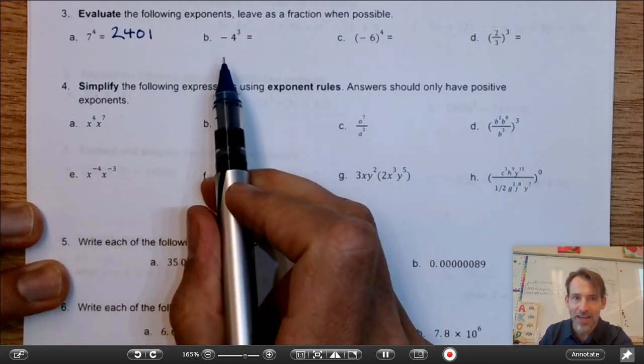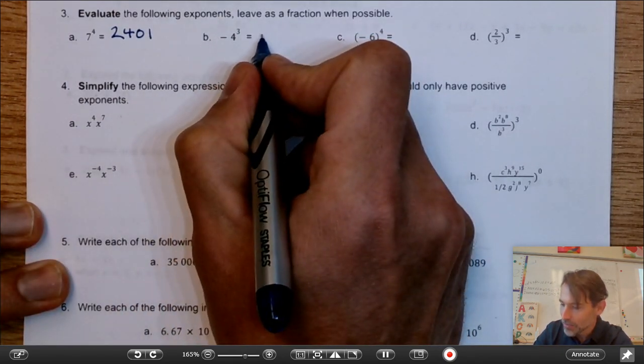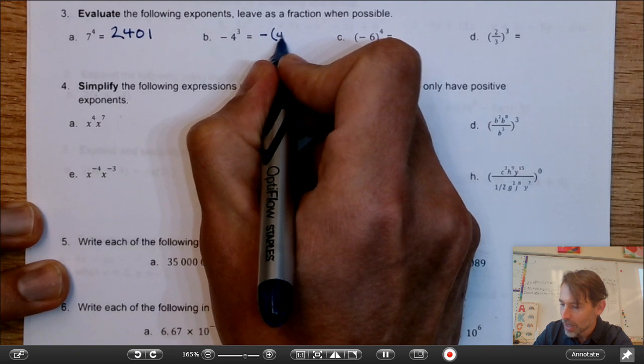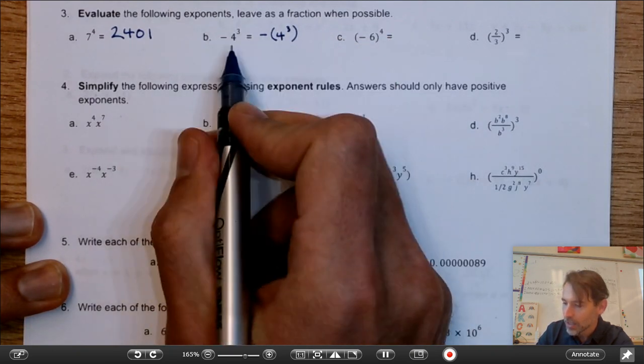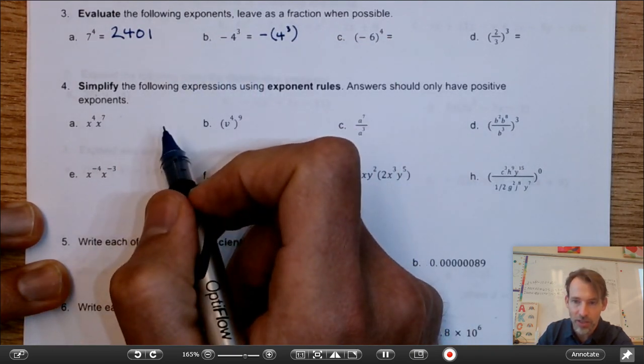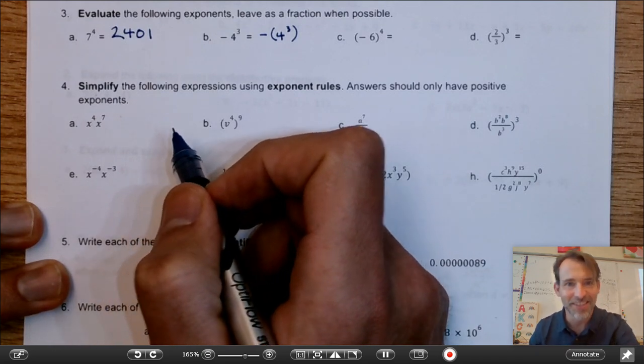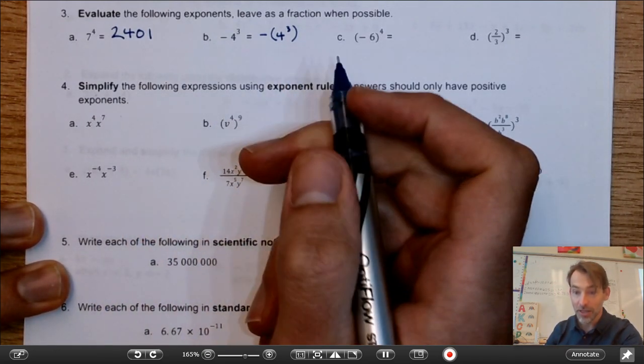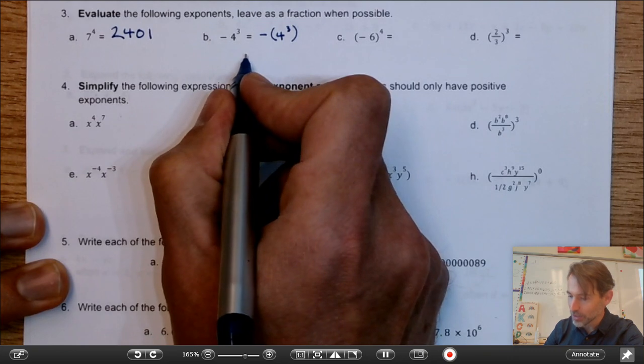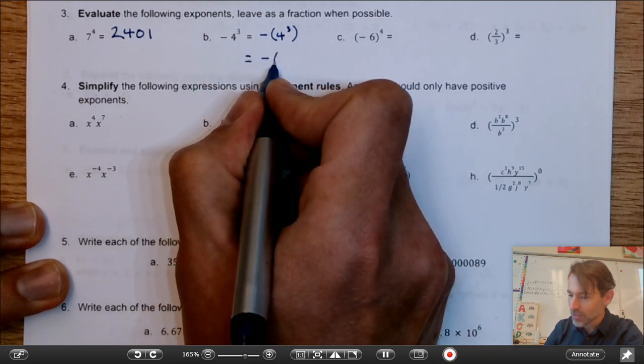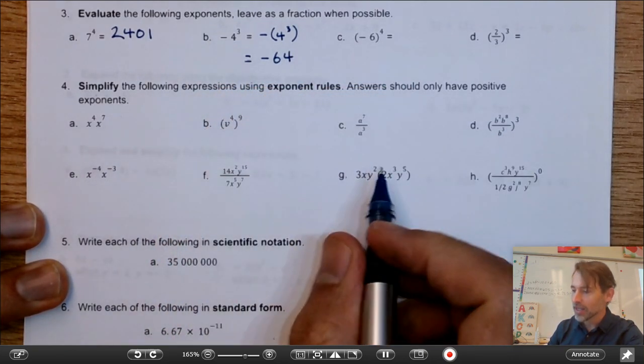All right, negative 4 to the 3. This is the same thing as saying negative and then 4 to the 3, okay? The negative doesn't come along for the exponent ride. So this is just 4 to the 3, which is 64. Your calculator will tell you the same thing, but it's negative. This is a negative 64.